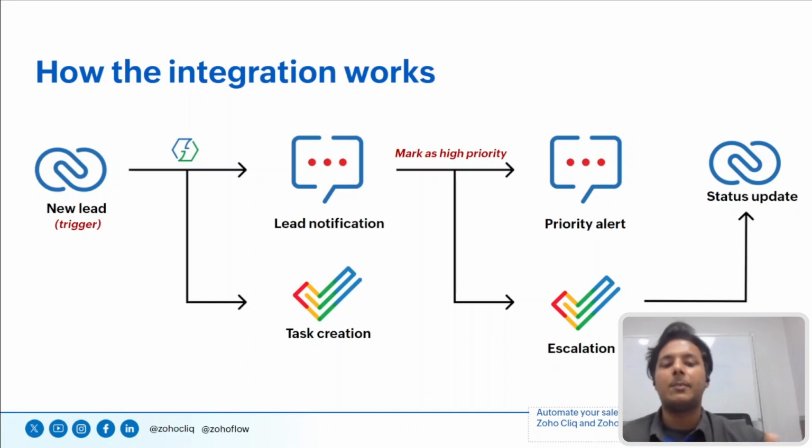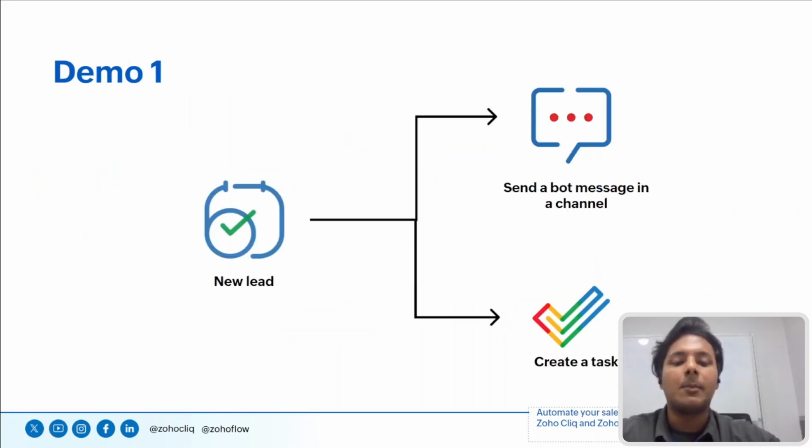Finally, once the sales rep takes action and updates the lead status in Zoho CRM, the workflow can again loop back, automatically sending a status update to keep everyone in the loop. This is just one example of how Zoho Cliq and Zoho Flow work together to automate tasks, reduce manual work, and ensure smooth communication across teams. Next up is the live demo, for which Naman will explain both these parts.